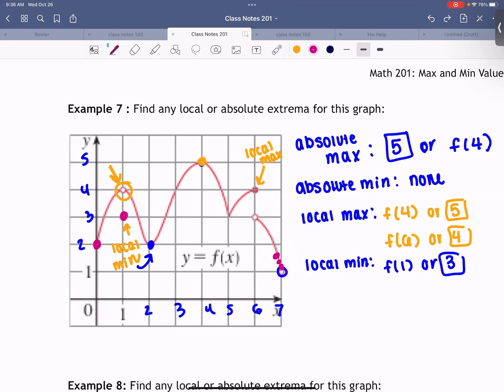Okay, so I think we said f of 2 was a local min, right? Which was 2. Any other local mins?